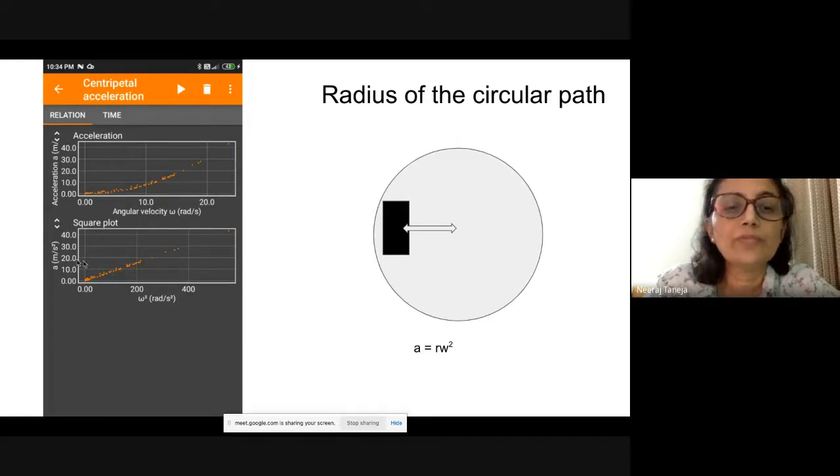So what will I find from the slope of this straight line? Any guesses? What can I find from the slope of the straight line? A upon omega square will give me the radius in which my phone is rotating, and I tried finding it out, and it was matching with what I calculated from the slope. So you can find the radius of the circular path using this graph.